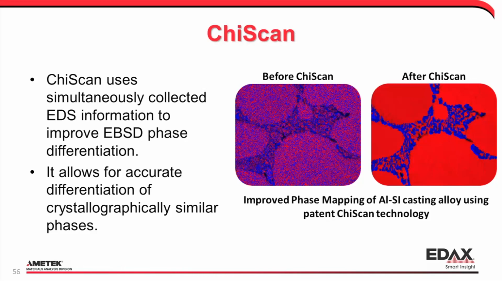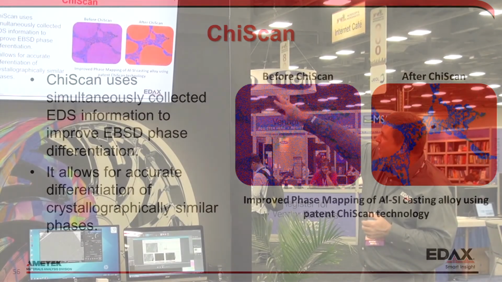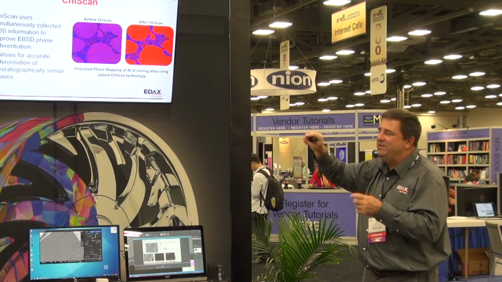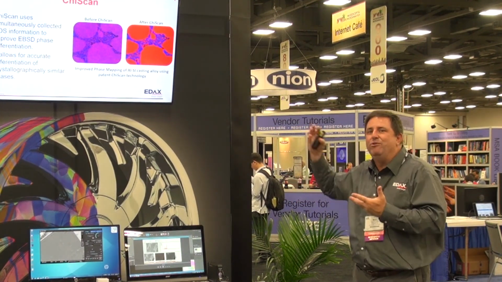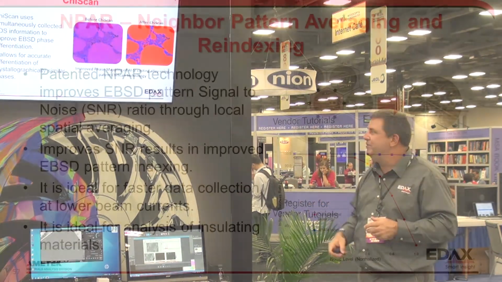So this is an aluminum silicon casting alloy. The phase map on the left is obviously very noisy. That's not correct. The phase map on the right, when using the chi-scan approach, now we see the aluminum in red, the silicon in blue. We see the phases correctly. Once we have the phases correctly, then we can do all the subsequent analysis with confidence.